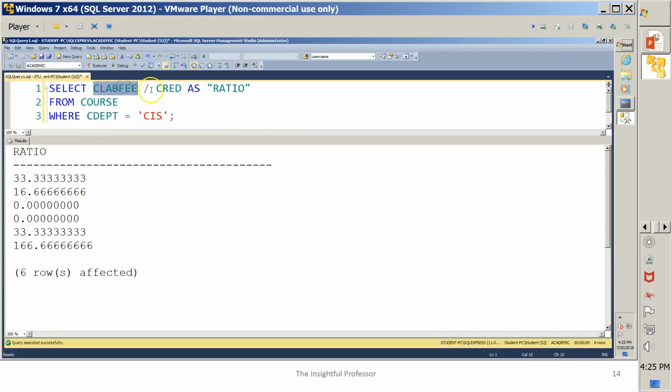Now, lab fee is a decimal, credit is an integer. Very similar to what I did a moment ago when I said, let's take 10 divided by 3, but then I said 10 divided by 3.0, and I introduced a decimal. It changed the whole set of rules. So we have a decimal here and an integer. That's why we get a decimal result.